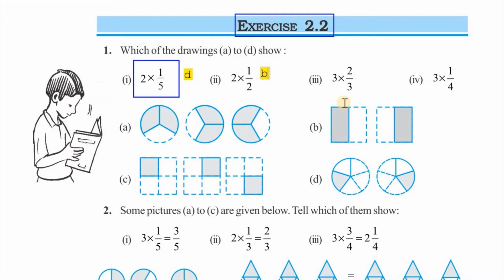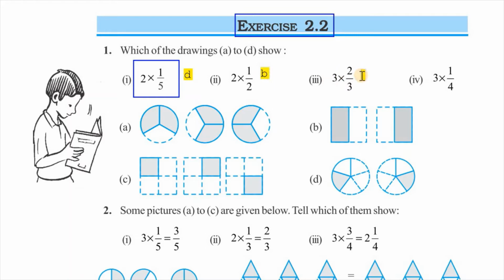Next we have 3 into 2 by 3. Again you have to pick one where the whole has been divided into 3 equal parts and that you can see in A. 1, 2, 3 parts and we have picked 1, 2 in each. So 2 by 3 you have picked in each of the wholes and then you have repeated it 3 times.